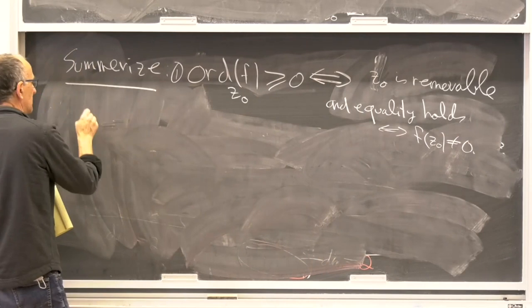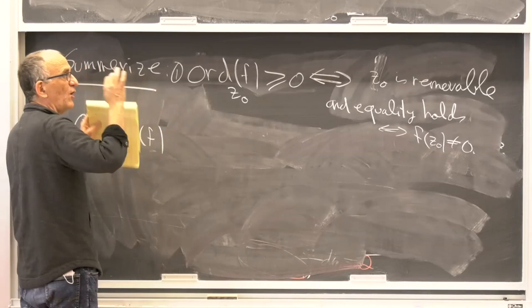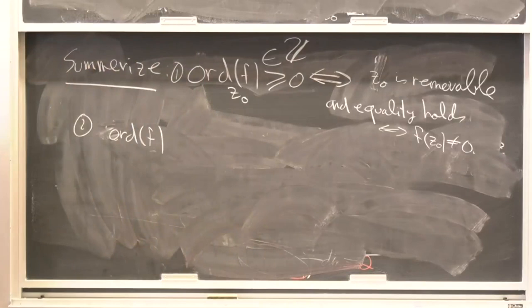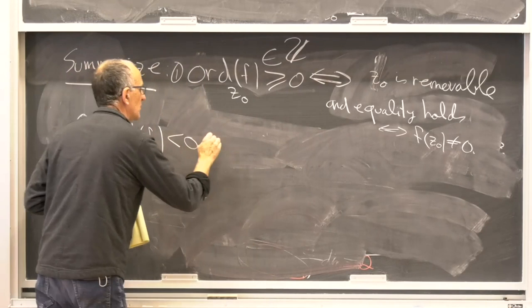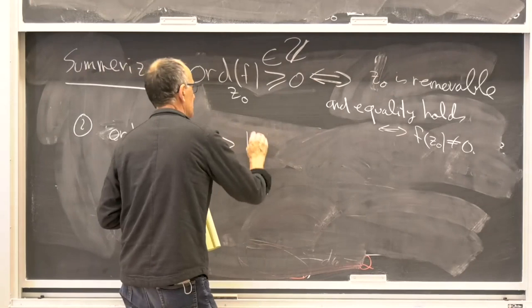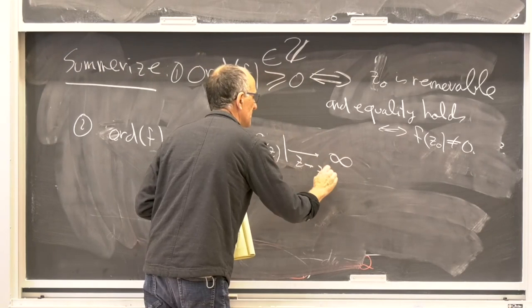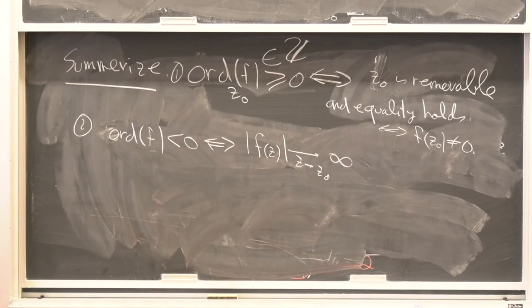And two, the order of f is always an integer, right? Not standard, non-standard integers. The order is always a standard integer number. This is crucial. It is less than zero if and only if, how shall I write that? Yeah, let's just say that f of z goes to infinity, which is a strong property of unboundedness, a strong variation on unboundedness. All right.